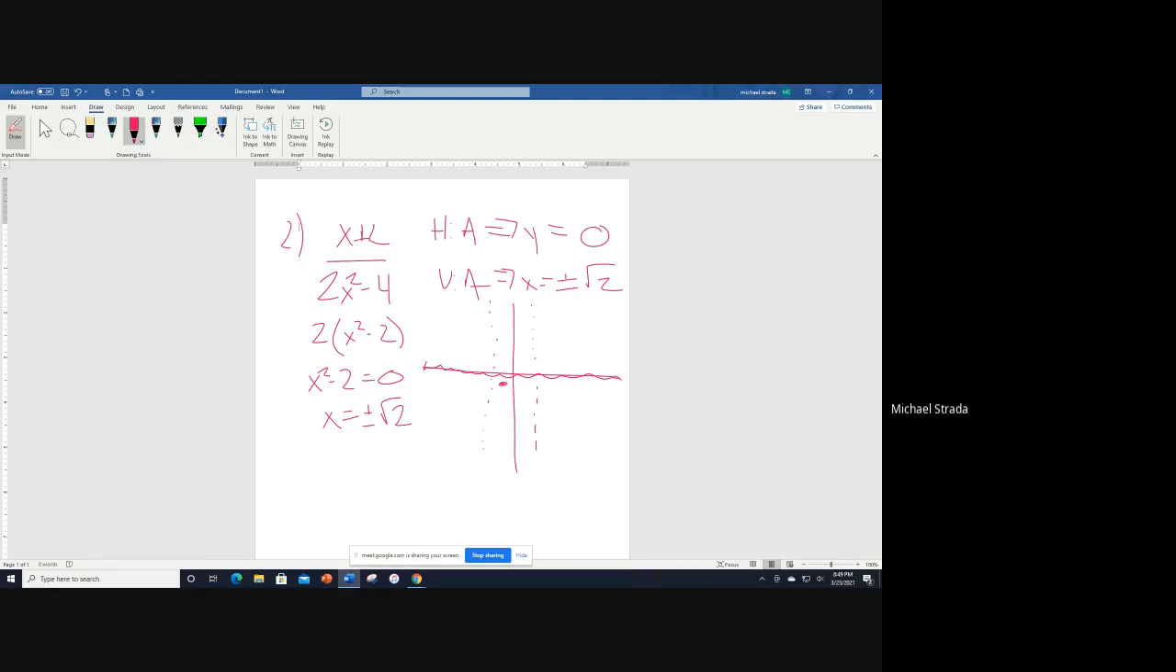If I plug in 1, 1 plus 2 is 3. 2 minus 4 is once again negative 2. So that's also underneath. That tells me my graph is going to be underneath.